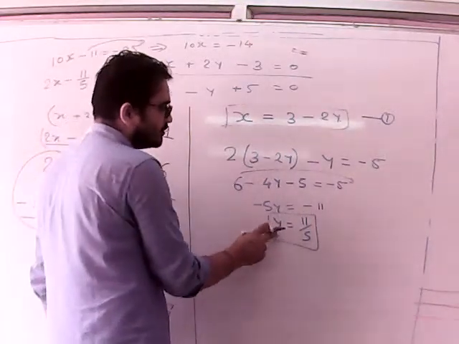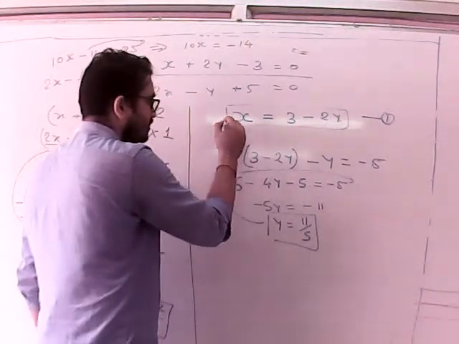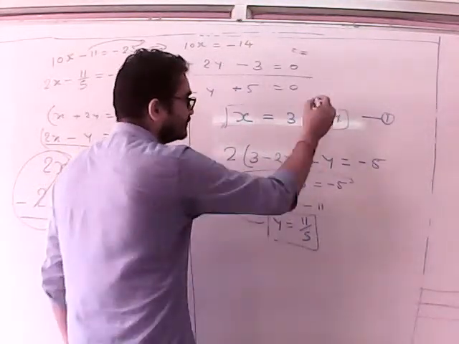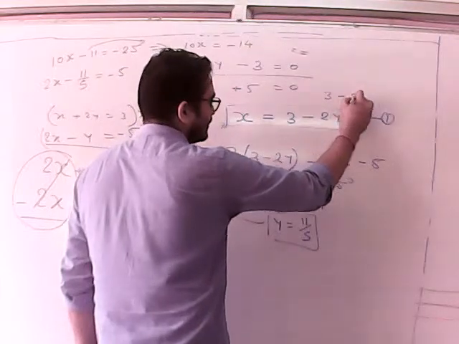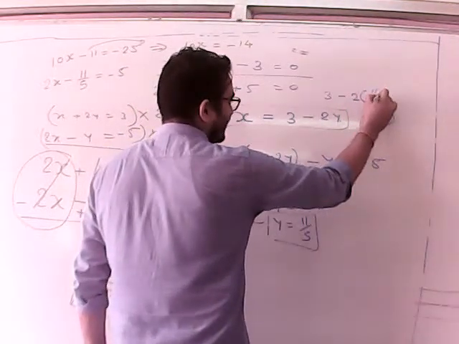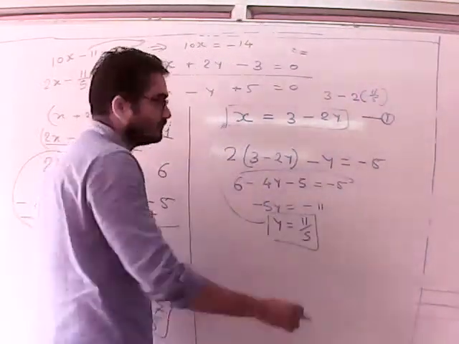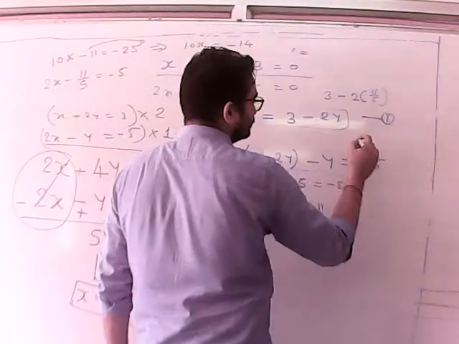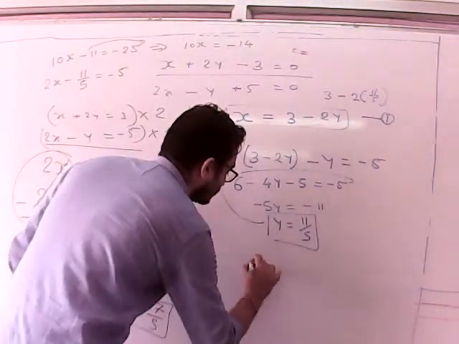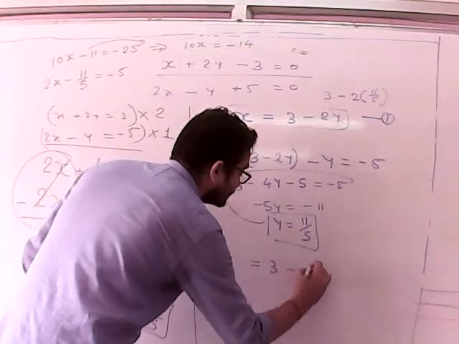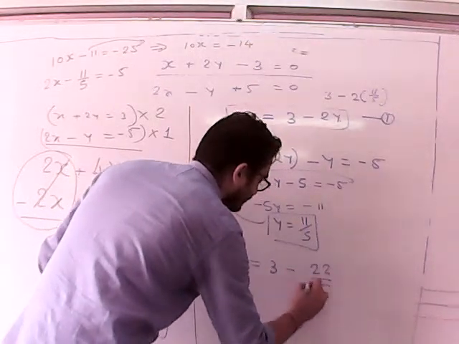Now let us put the value of this y into the first equation. So what we will be getting? We will be getting, as you can see over here, 3 minus 2 into 11 upon 5. Okay? So that will be 22. So let us solve it here. So we will get 3 minus 22 upon 5.